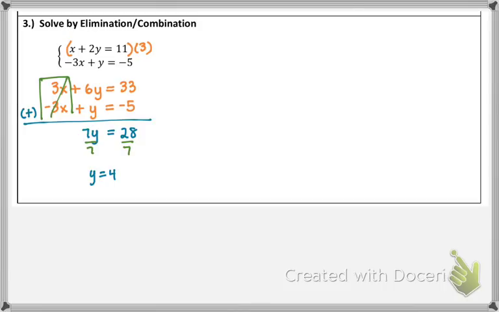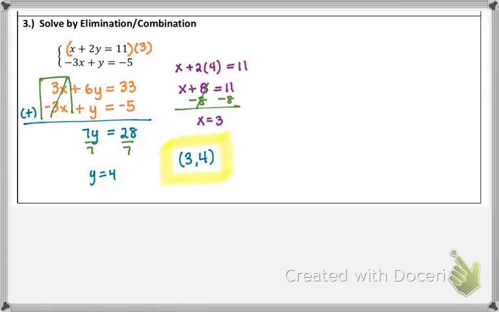Okay, once you use elimination to solve for one variable, then you substitute the 4 back into any one of the original equations to solve for x. So back to substitution. I'm going to pick the first one. So the first one, I have x plus 2 instead of y, I'm going to put in 4, equals 11. X plus 8 equals 11, minus 8 on both sides. X is equal to 3. And so my solution to this system is the ordered pair 3, 4. If I were to graph these two lines, they would intersect at this one point, 3, 4.